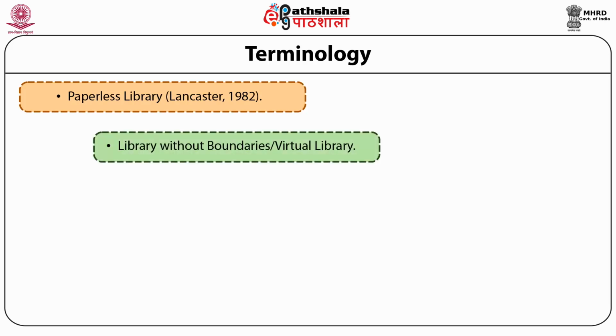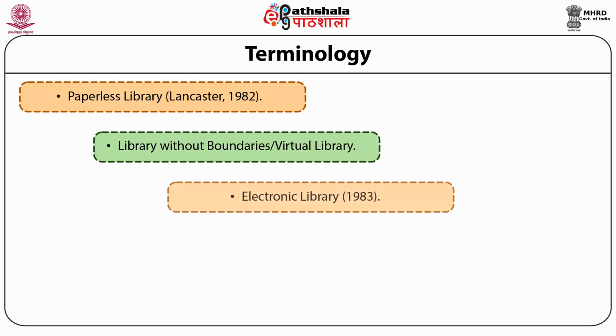Libraries without boundaries have also been used to denote the phenomenon that the library resources are accessible beyond the boundaries of the library. The journal named Electronic Library was launched in 1983 by the IFLA and published by Emerald. However, it essentially referred to online access to bibliographic, factual, numerical, and referral databases. The journal Electronic Library is still published by Emerald Insight.